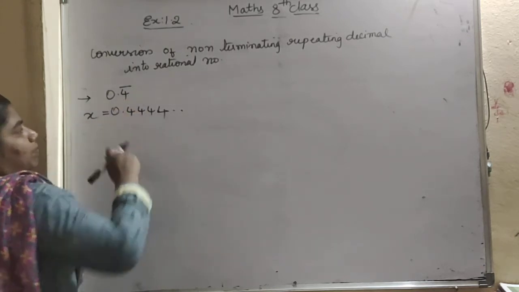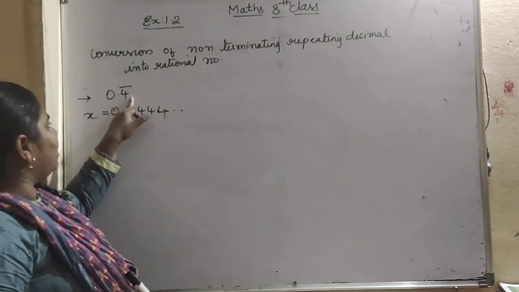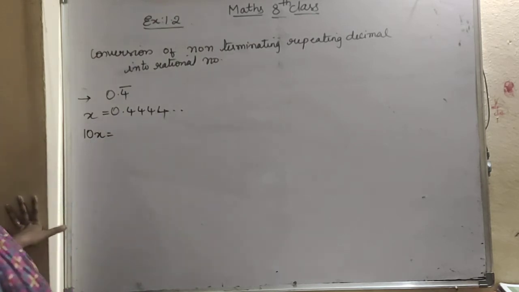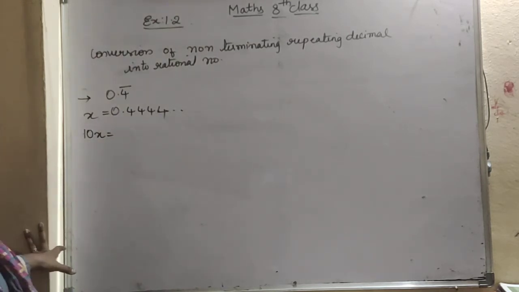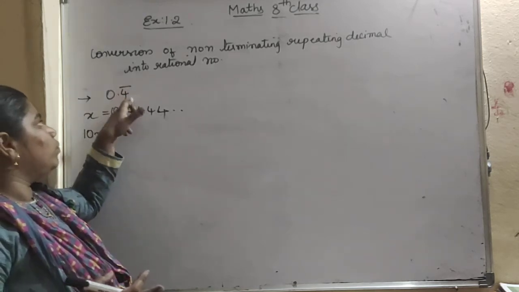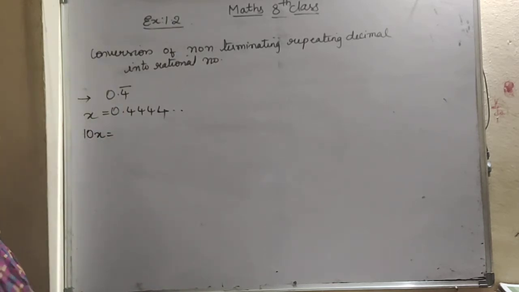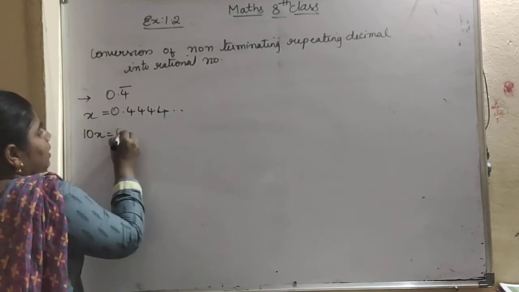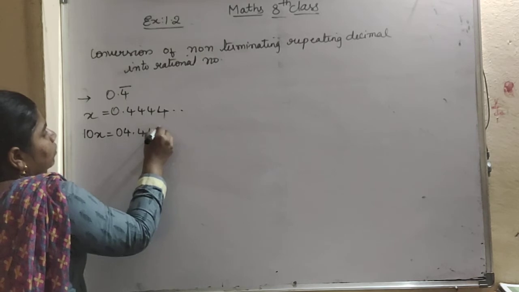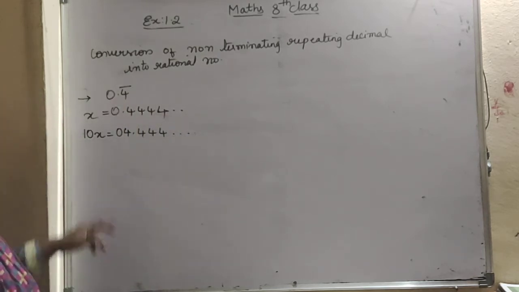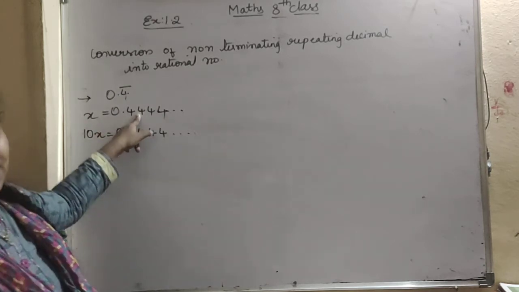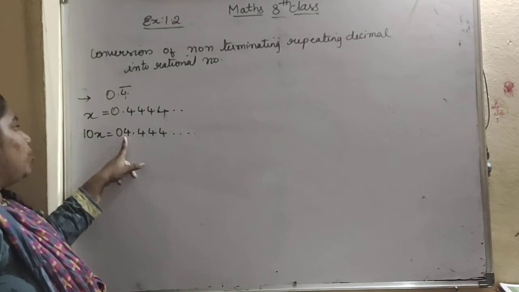Now, for how many numbers are you seeing the bar? Only for one number. That means we have to take it as 10x. If the bar is for 2 numbers, we take it as 100x. If the bar is for 3 numbers, we take it as 1000x. But here the bar is for only one number, so we are taking it as 10x. After writing 10x, just move the point after one digit. That will be 4.444 and so on.